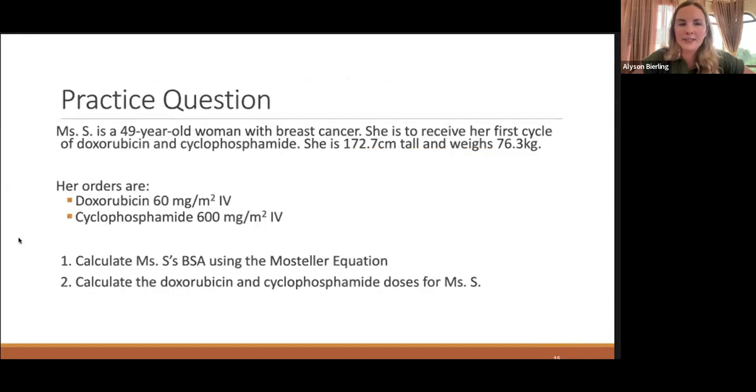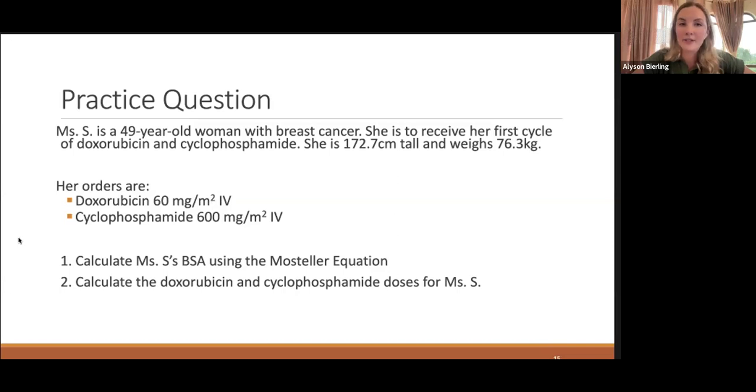So let's do a practice question together on calculating body surface area and then subsequently chemotherapy doses. In our scenario, we have Miss S, who is a 49-year-old woman with breast cancer. Today, she's due to receive her first cycle of doxorubicin and cyclophosphamide.